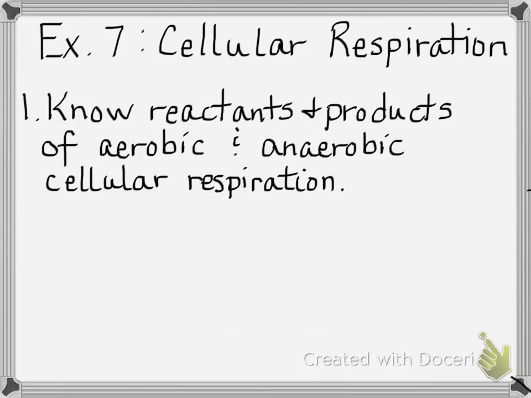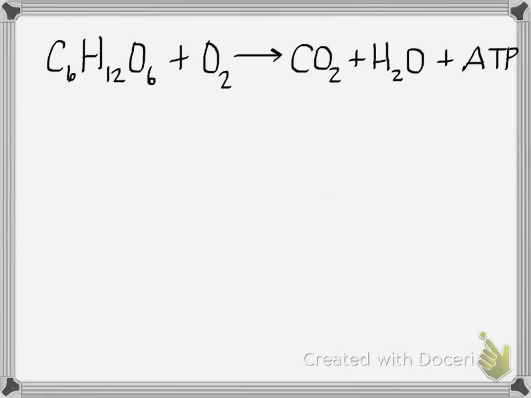Okay, cellular respiration, page 77. Now, the reactants and products of aerobic and anaerobic cellular respiration. So I've got one up here. Look, I took this from your book. Does anybody know which one this one is? This one's aerobic. What makes it aerobic? The oxygen gas. Good. And then I'm missing a number in front of the ATP. 38.